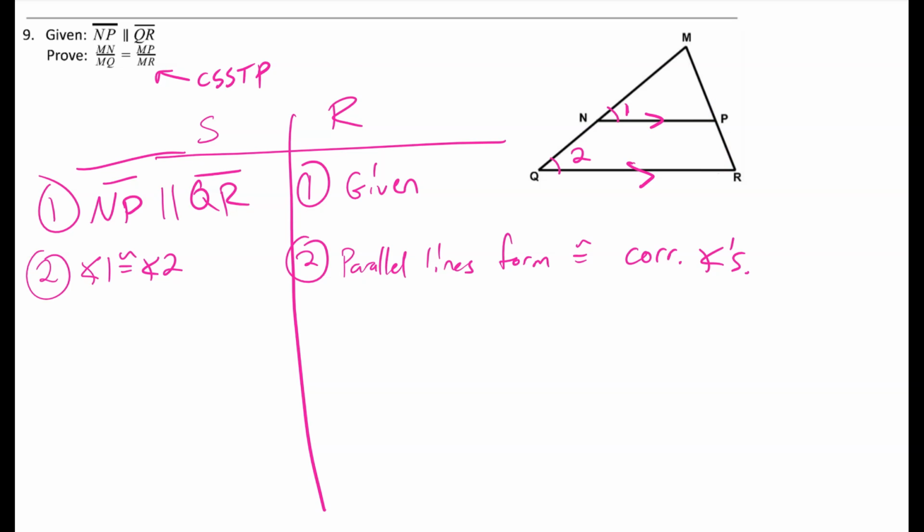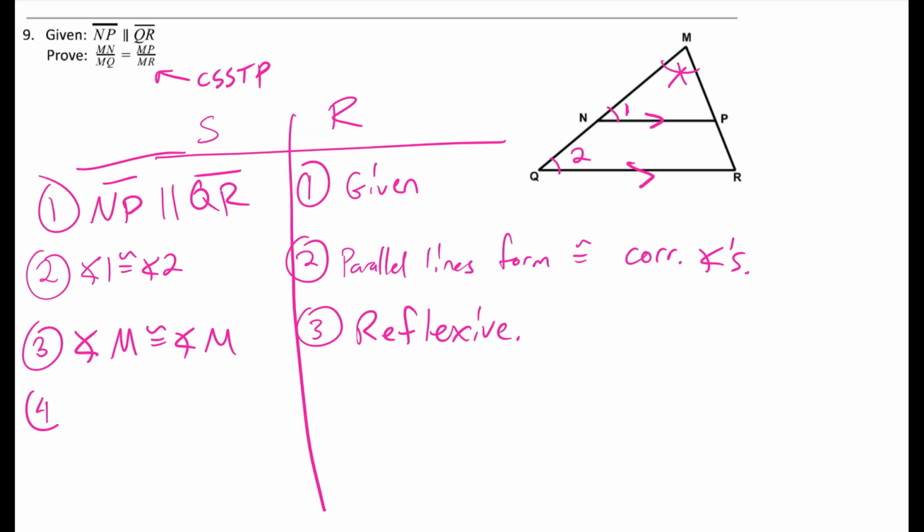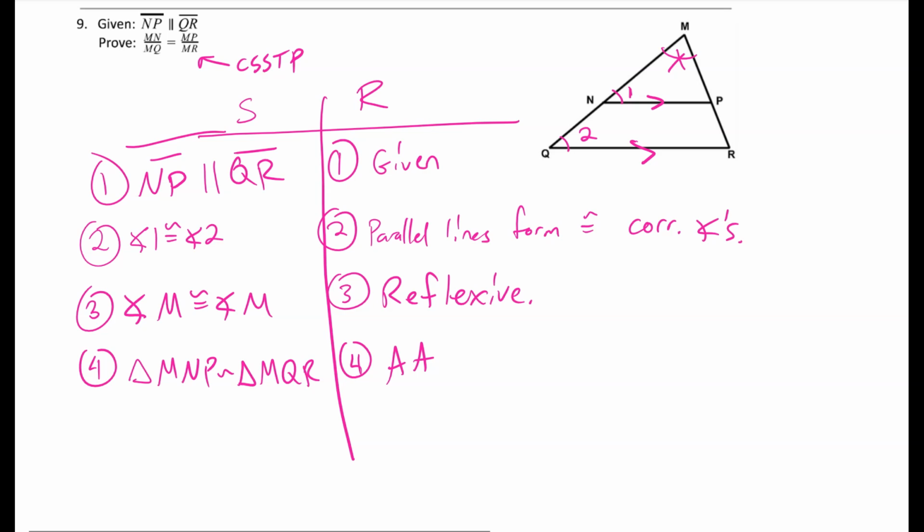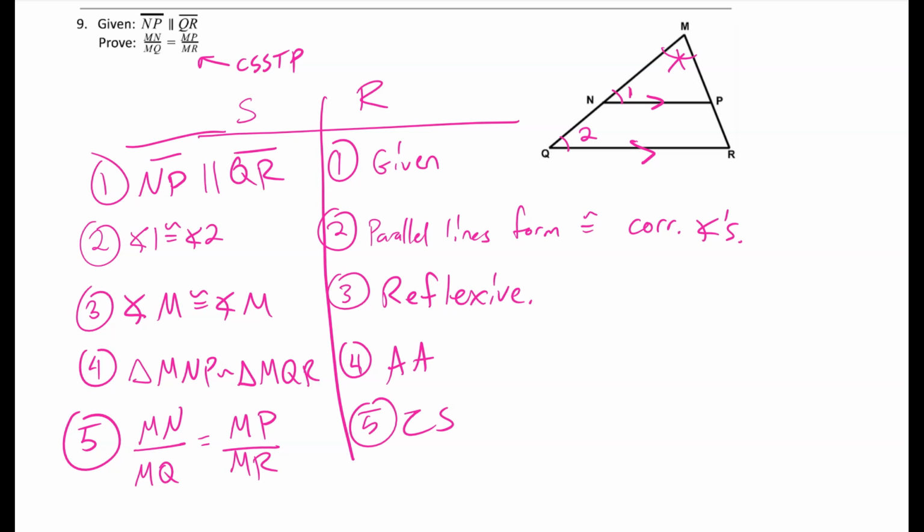But just for the sake of variety, I noticed that both of these triangles overlap at M. They have that angle in common. So just so I can use another reason here, I'm going to say that angle M is congruent to angle M by the reflexive property. Remember, that just means that something is congruent to itself. So I've got two angles in both these triangles, so I can say triangle MNP is similar to triangle MQR by angle-angle. And if I know triangles are similar, I know all the angles are the same and all the sides are in proportion. So I can jump straight to the proportion MN over MQ is equal to MP over MR, because corresponding sides of similar triangles are in proportion, or CSSTP.